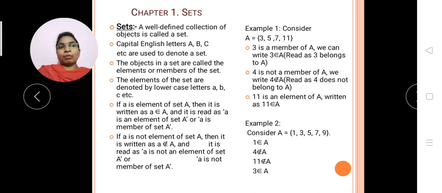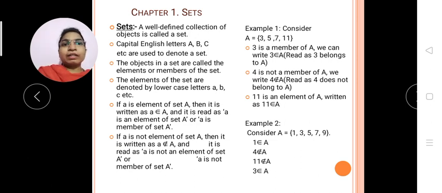Okay, students. Now, what is a set? All of you know that a group means what? A collection of data is called a group. A bunch of flowers, a group of people, so many examples, you know that. Now, what is the difference between a group and a set? A set is well defined. It should be a well defined collection of objects. It is called a set.